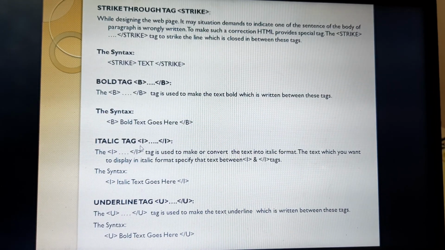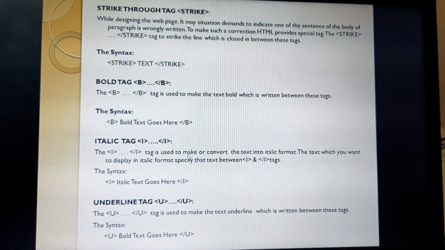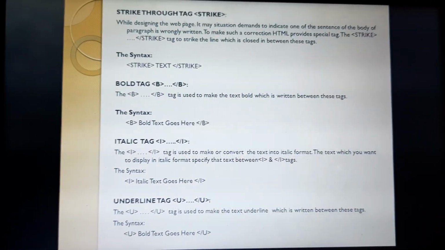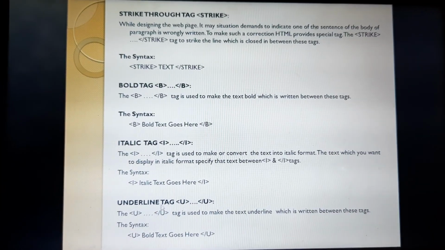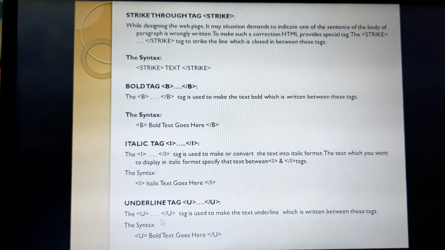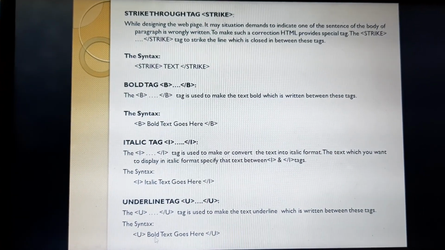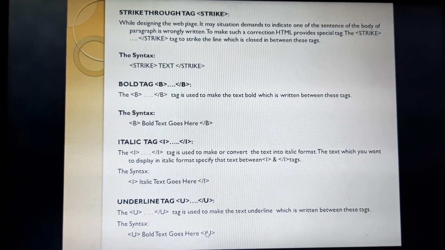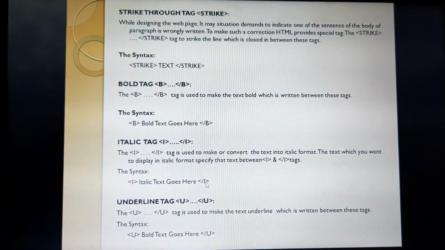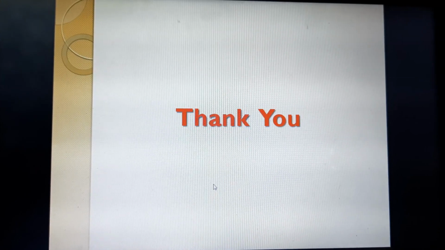Similarly, the i tag, italic. Any text which I want to make italic should be written in between the opening i and closing i tag. That's it. Similarly, for underline also, we have to write it in the same fashion. The text which I want to underline should be written in between opening u and closing u. So this is all about the HTML tags.